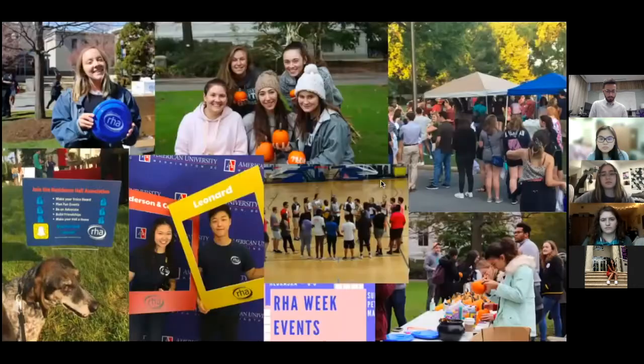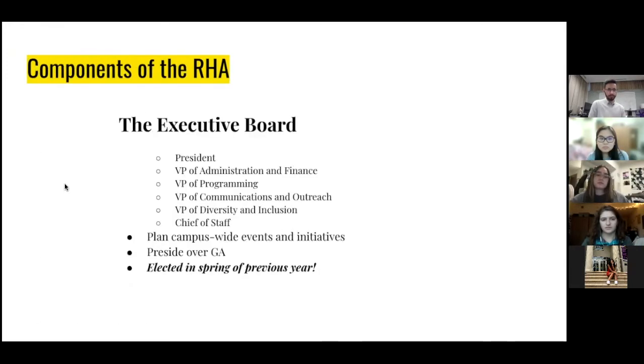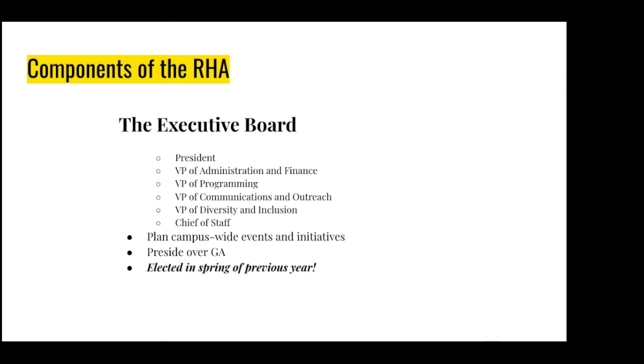So there's a fun picture. Components of the e-board: we have President, Emma; VP of Administration and Finance, that's what I do; VP of Programming, Bree; VP of Communications and Outreach, Riley; and the VP of Diversity and Inclusion, which Jahan is in right now. Our Chief of Staff is an appointed position, but part of the Executive Board, and that's Jenna. She's not here with us tonight.